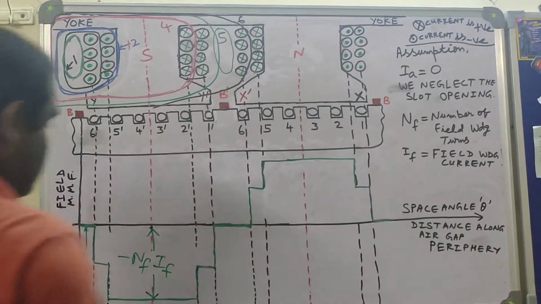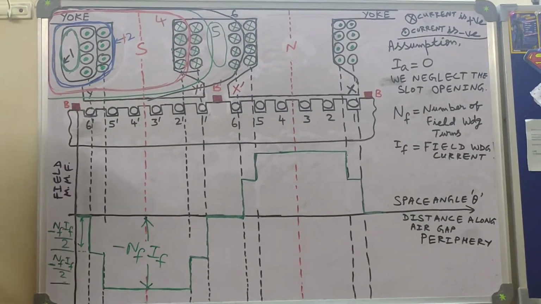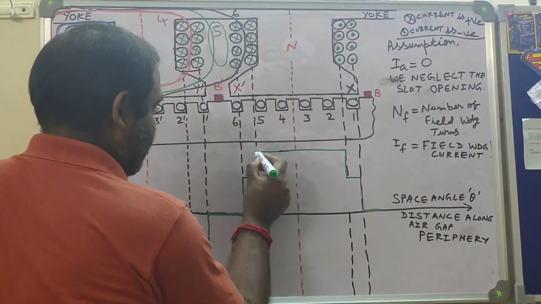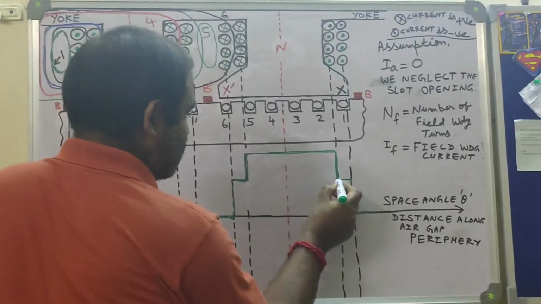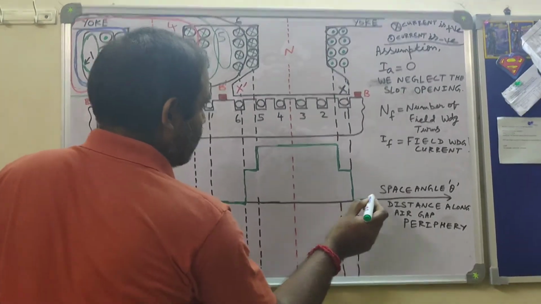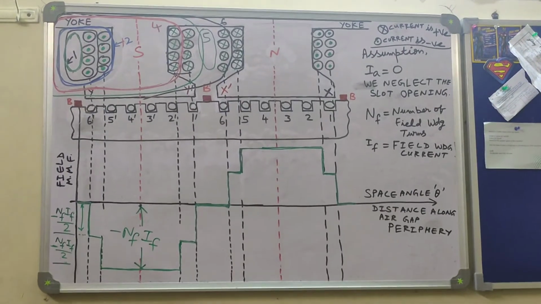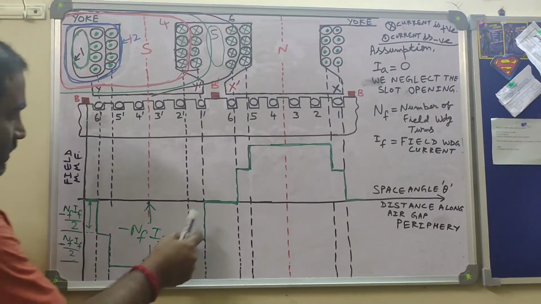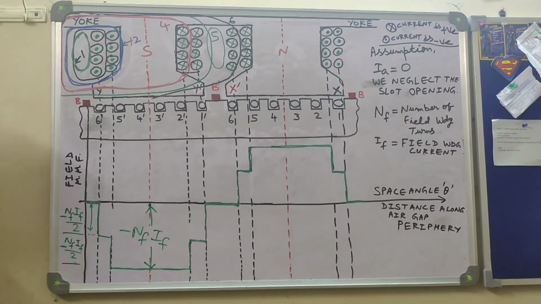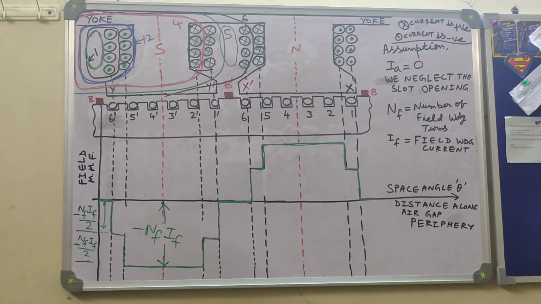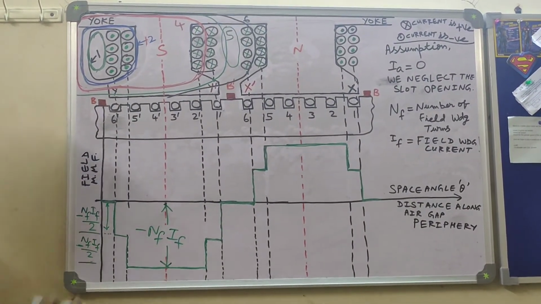So this green line represents the field MMF variation, or you can say the space distribution of field winding MMF, for a DC machine. This green line shows the space variation, or space distribution, of field winding MMF in a DC machine.